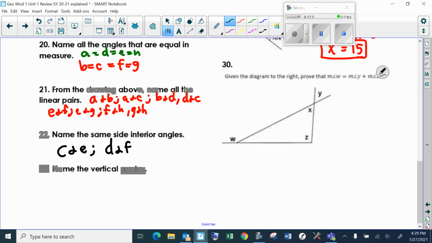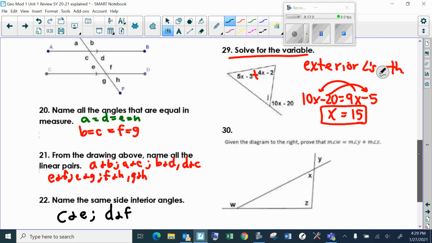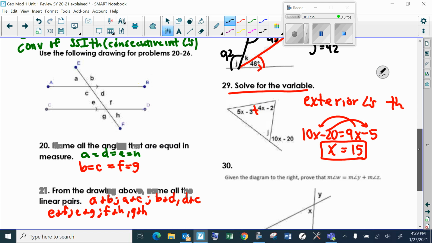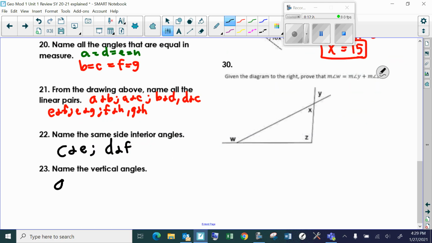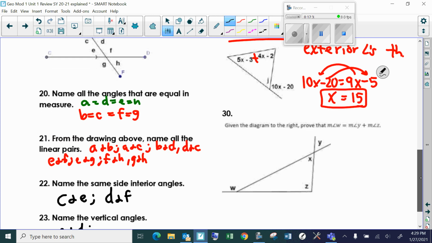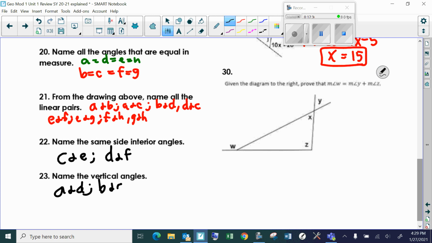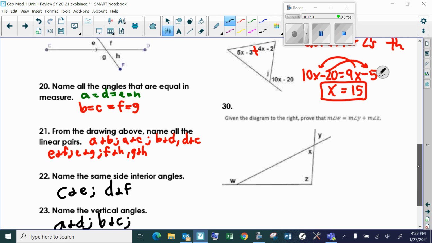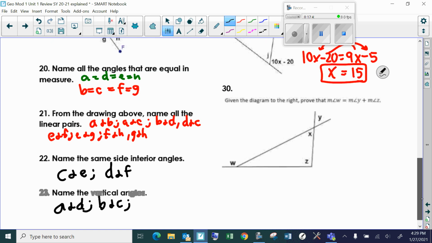Name the vertical angles. Vertical angles. A and D. D and C. E and H, F and G.